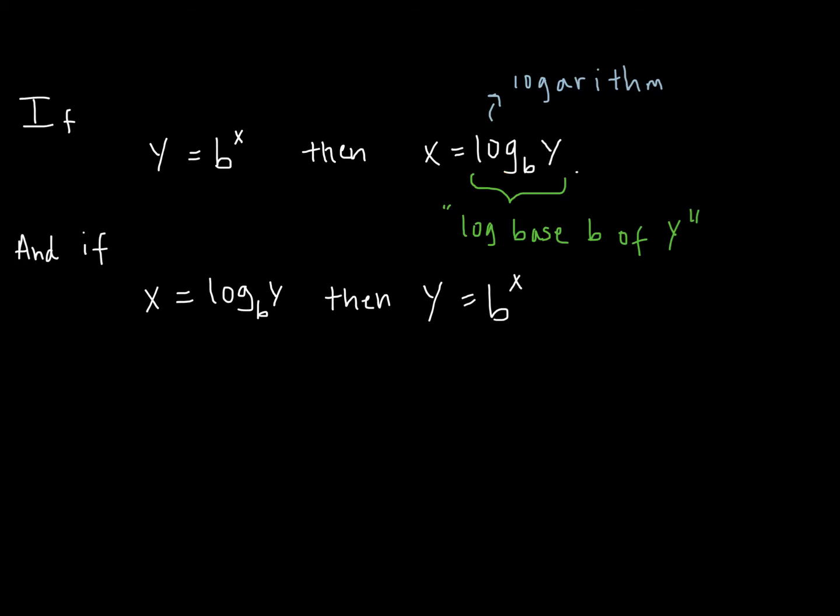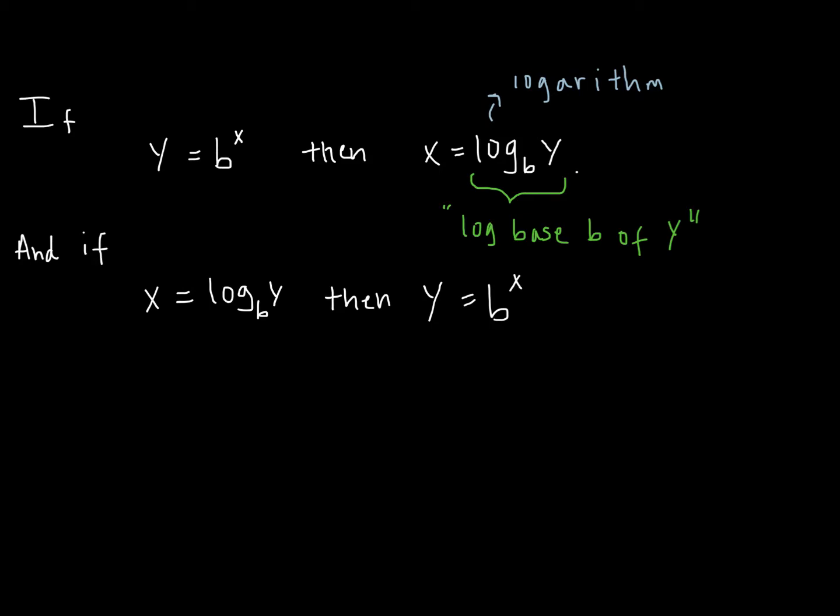And we can go the other way too, right? If you have some value x that is equivalent to log base b of y, then what you're saying is this value is the value that you raise b to the power of to get y. So if you take that value, which is equal to x, and raise b to that power, b to the x will equal y.